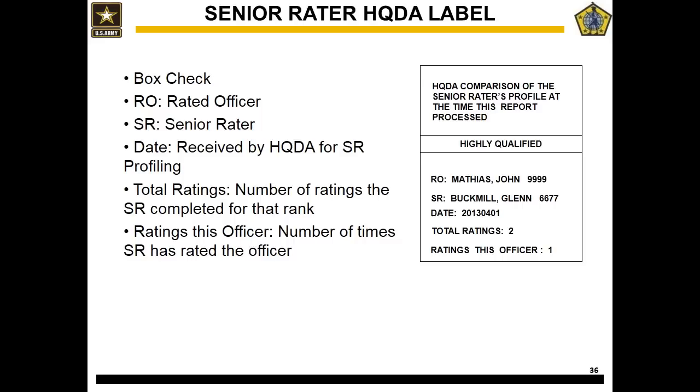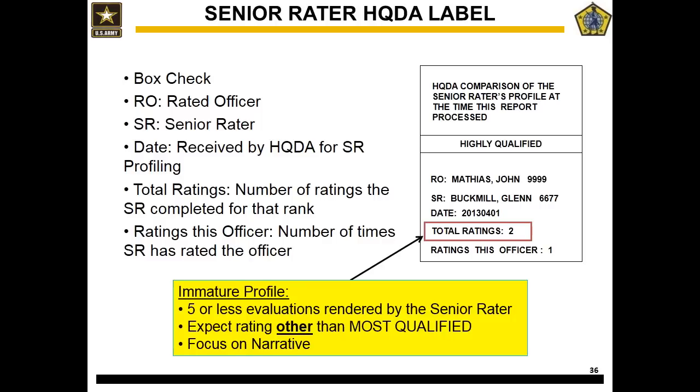Now let's take a look at the senior rater Headquarters DA label. The Headquarters DA label was specifically designed to assist selection board members to quickly identify the rated officer and senior rater's information and profile size. Any profile size of 5 or less is considered an immature profile. You should expect a rating of anything other than most qualified with an immature profile. This is when the narrative is so important, as an exclusive narrative can portray a most qualified officer despite a highly qualified box check. The next two slides indicate anomalies you should be aware of.